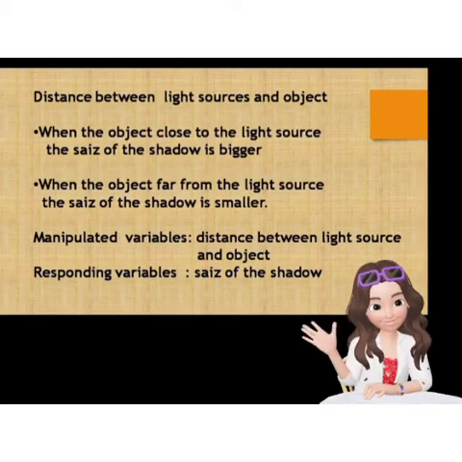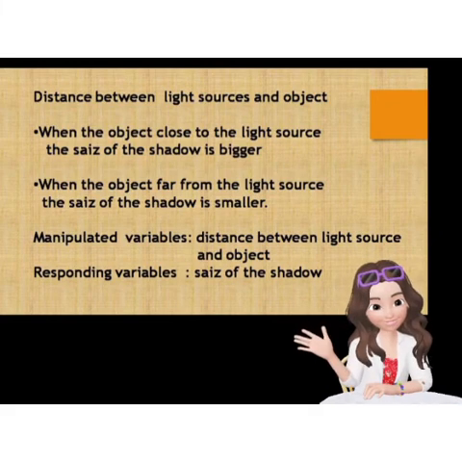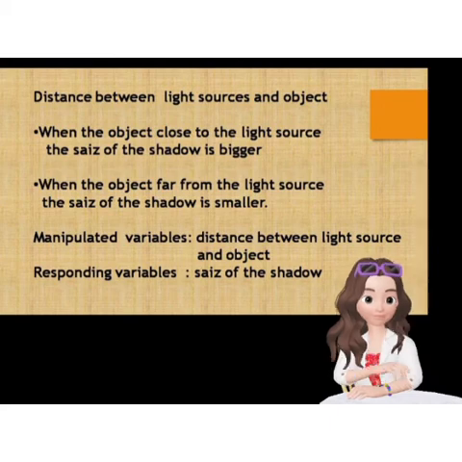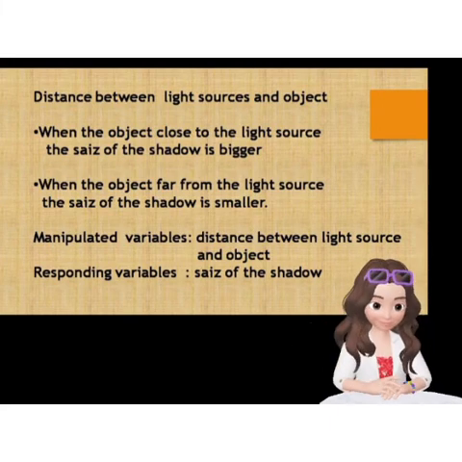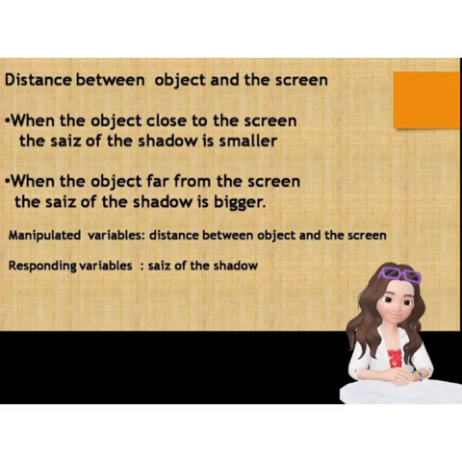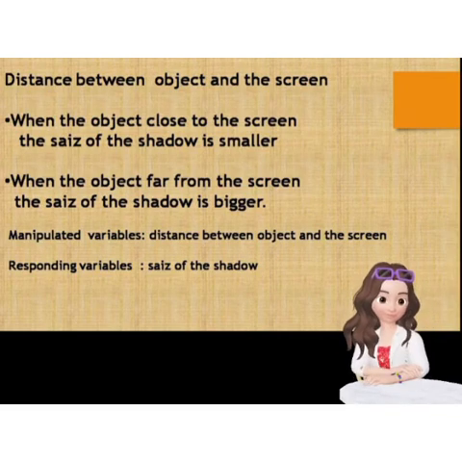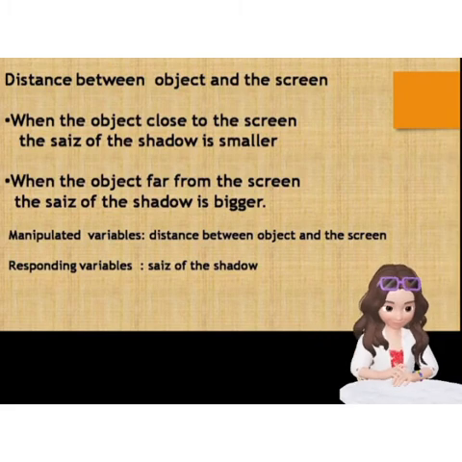So, when the object is close to the light source, the size of the shadow is bigger. When the object is far from the light source, the size of the shadow is smaller. And when the object is close to the screen, the size of the shadow is smaller. When the object is far from the screen, the size of the shadow is bigger.